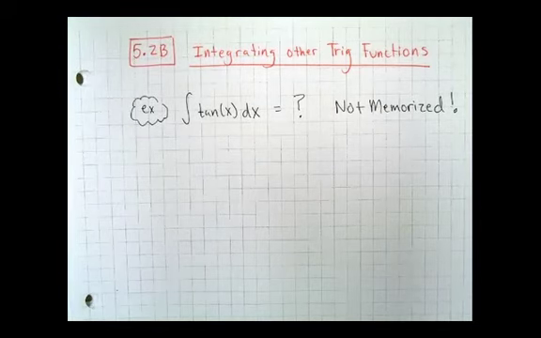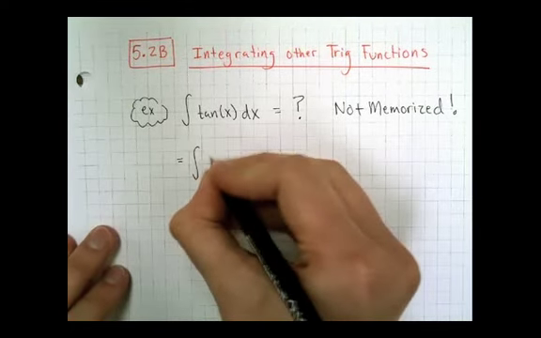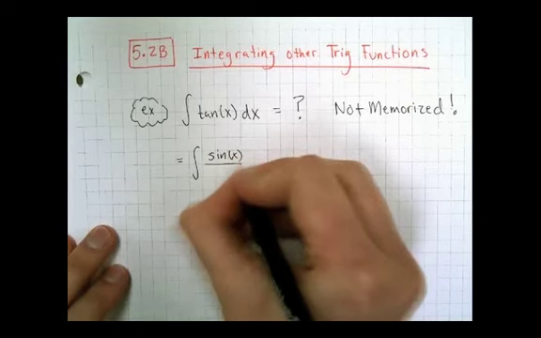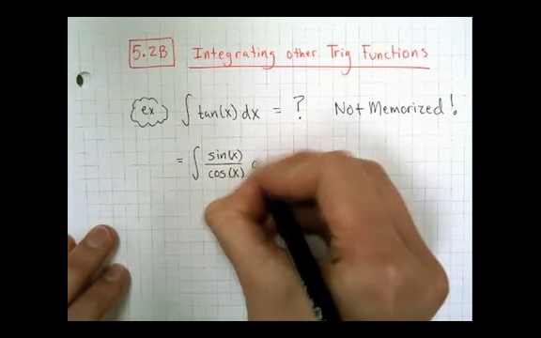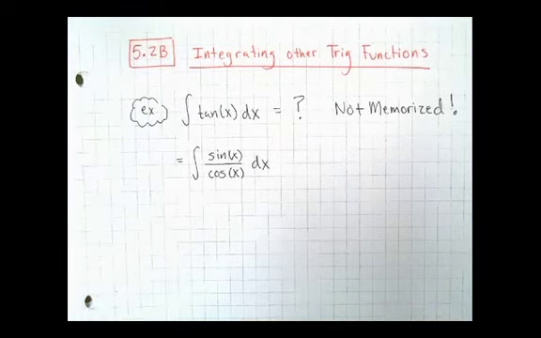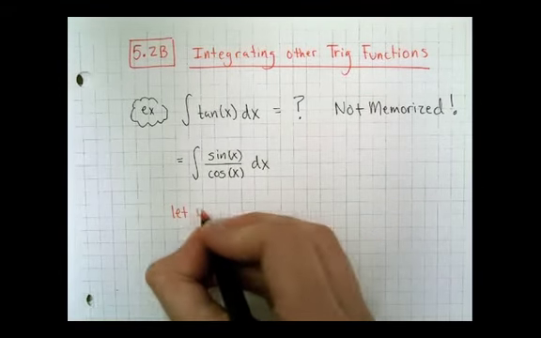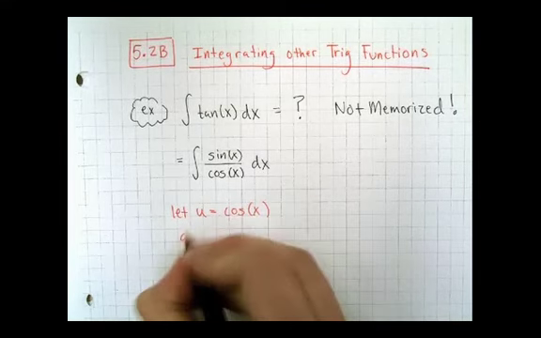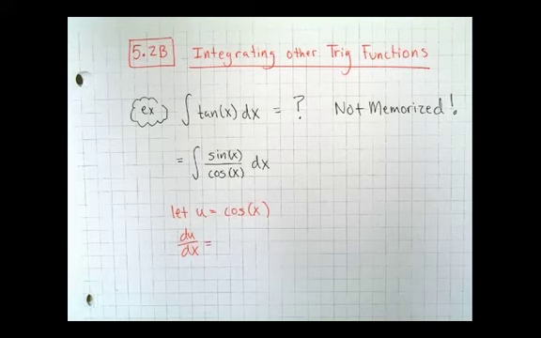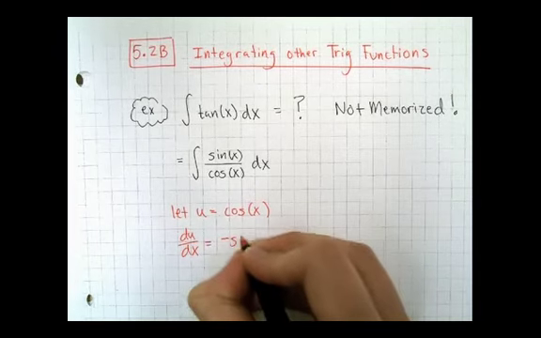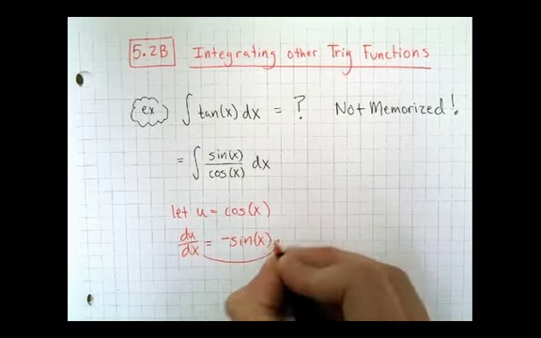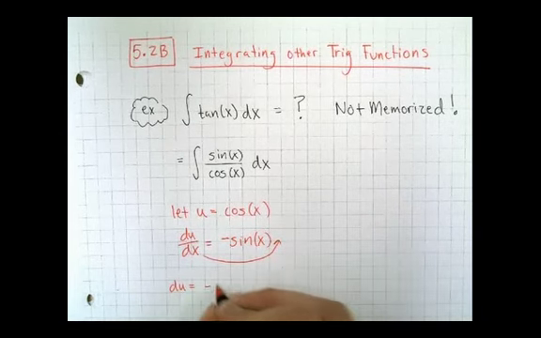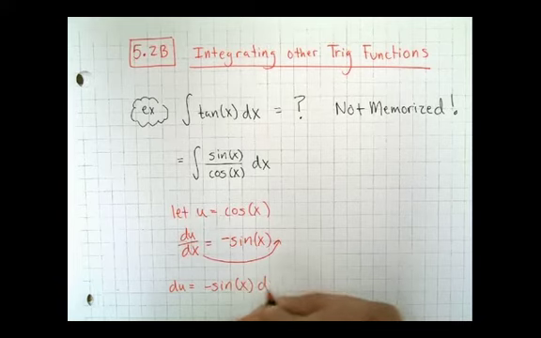To do that, I'm going to rearrange tangent of x. I'm going to call it sine over cosine, so the integral of sine of x over cosine of x, just using a basic trig property to rewrite it. Then I'm going to attempt u substitution. My first step is to let u equal cosine of x. According to u substitution, I take the derivative, du dx, and the derivative of cosine is negative sine of x. Multiply the dx over and get du equals negative sine of x dx.